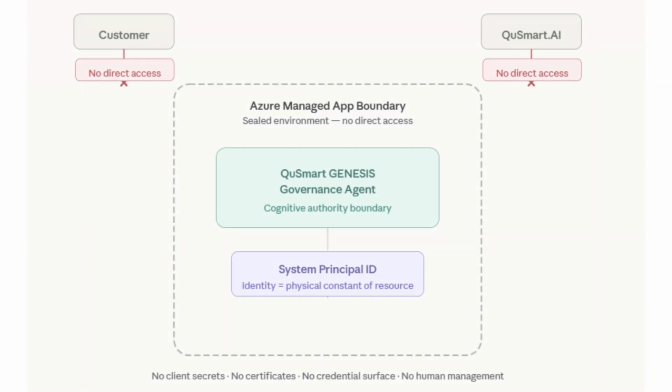The QuSmart GENESIS Governance Agent deploys as an Azure-managed app. Once deployed, neither the customer nor QuSmart has direct access to the agent. The agent's identity is system-assigned, anchored to the lifecycle of the resource instance itself. No certificates to rotate. No credential surface to exploit.